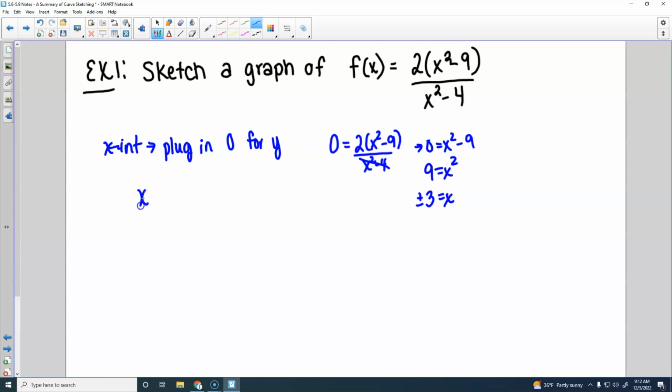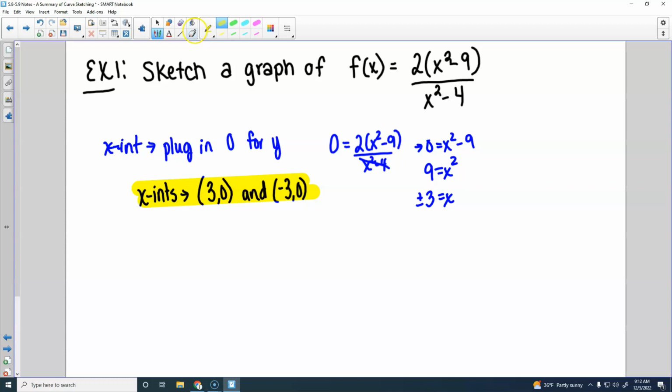So our x-intercepts would be at 3, 0, and... I'm sorry, not 0, 3. Negative 3, 0. So that's one piece of information that we know. If we're graphing this, we can go ahead and plot the dots at 3, 0, and negative 3, 0.